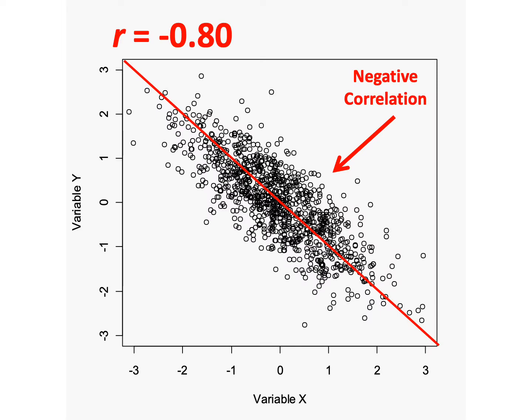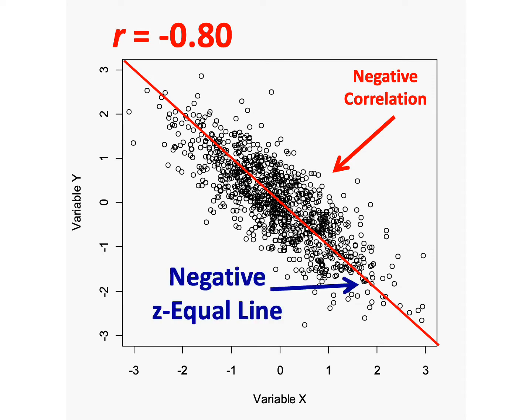If two variables are negatively correlated and we plot them on a scatter plot, the line that shows the general trend in their relationship goes down from left to right. That is, it has a negative slope. This line is the negative z equal line.